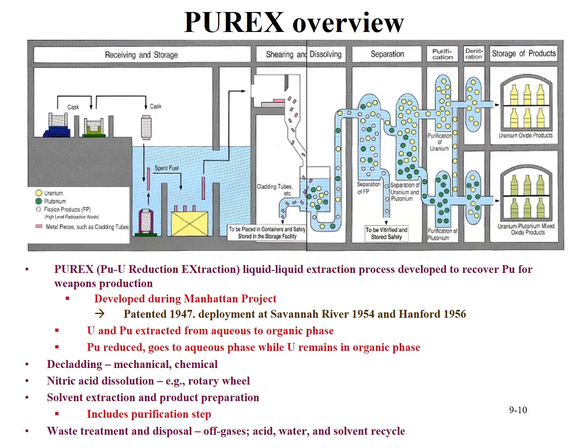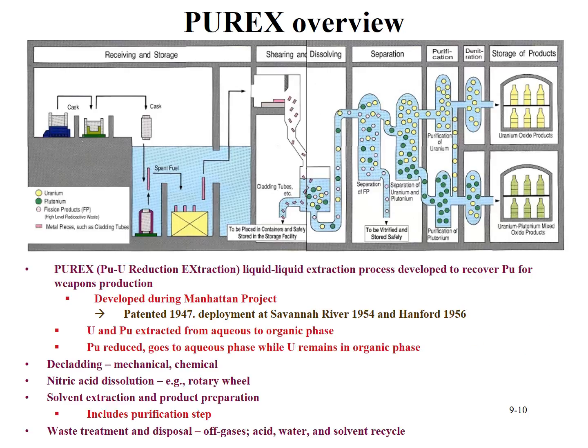how to achieve these sorts of separations on a larger scale. The Purex process, which stands for plutonium uranium reduction extraction, is a liquid-liquid extraction process, solvent extraction, and it was developed to recover plutonium. It was developed during the Manhattan Project and patented in 1947. It was deployed at Savannah River in '54 and at Hanford in '56, and it was the workhorse for plutonium recovery at these sites from those dates.